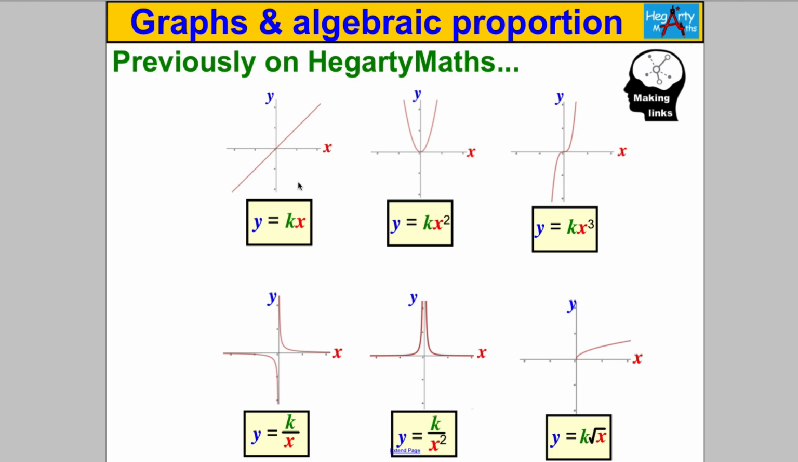That's all we're going to be using, knowledge of this. I'd expect you to know a straight line through the origin is of the form y equals kx. I would expect you to know a parabola like this, a U shape through the origin, is y equals kx squared. I would expect you to know a shape like this through the origin 0, 0 is of the form y is kx cubed.